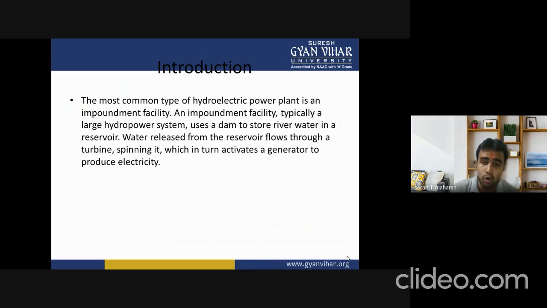Different types of methods for this are discussed in this subject. But here we discuss this type, hydroelectric power plant, and now we will discuss this term hydro. Hydro means which is related to the water.